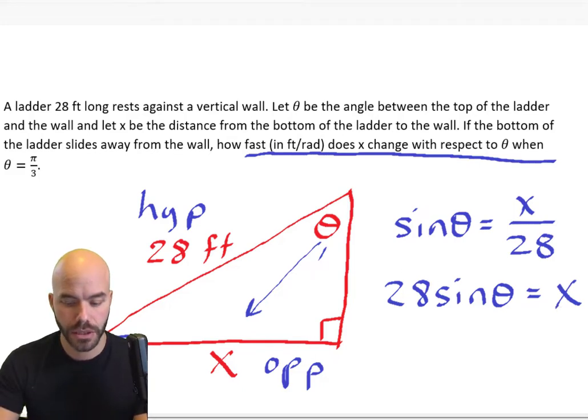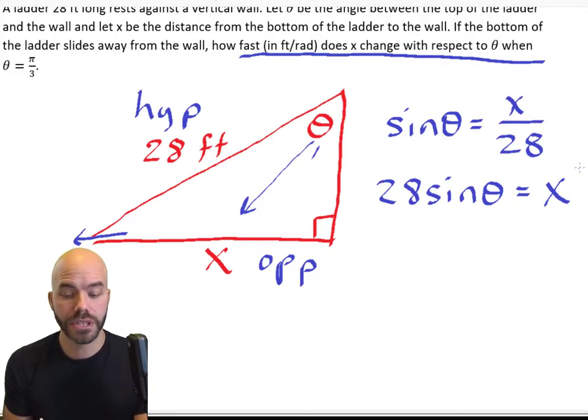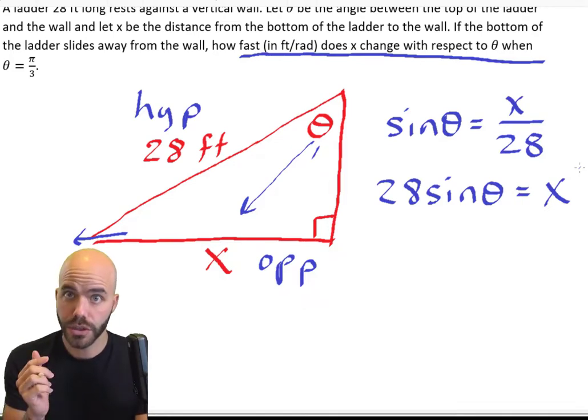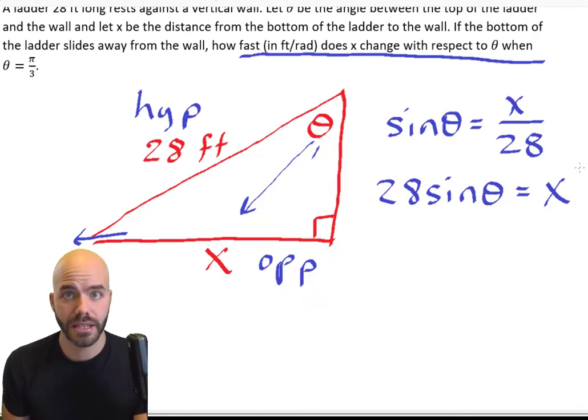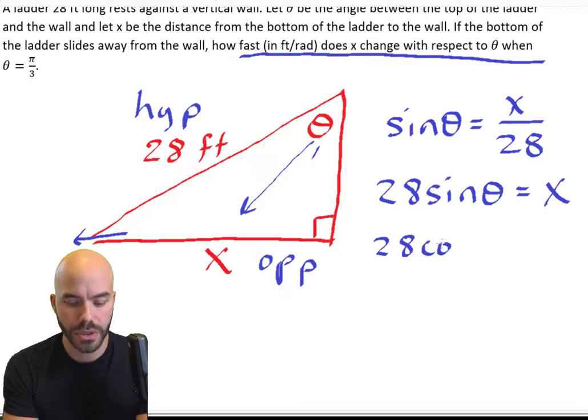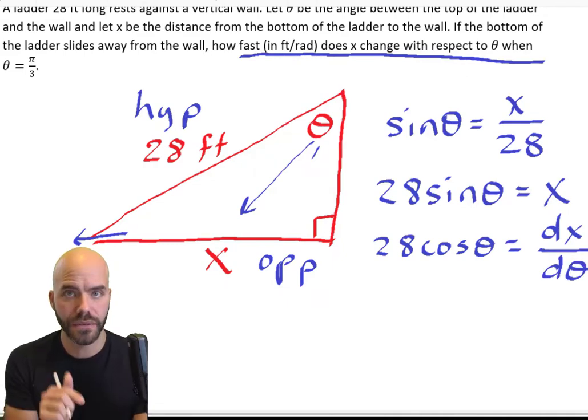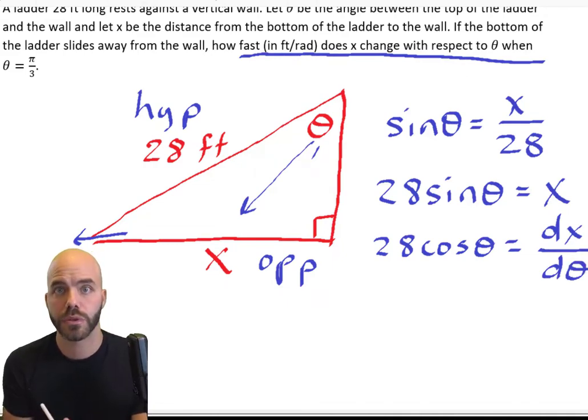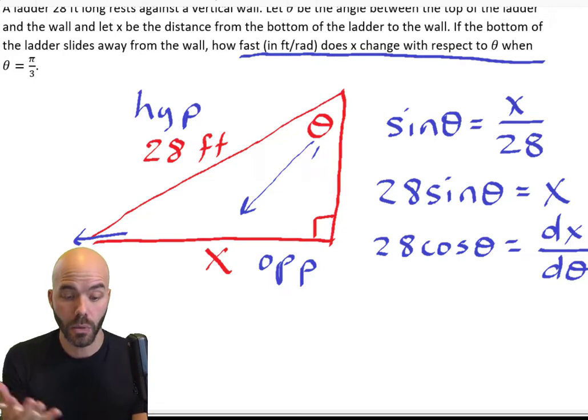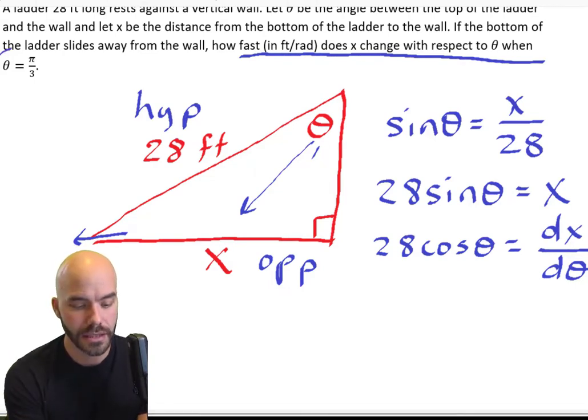So let's scroll down. If I differentiate with respect to theta, what's the derivative of 28 sine theta? Well, the derivative of sine theta is cosine theta. So this is going to be 28 cosine theta is equal to dx d theta. So I differentiated x with respect to theta. And now we're looking for dx d theta when theta is pi over 3.